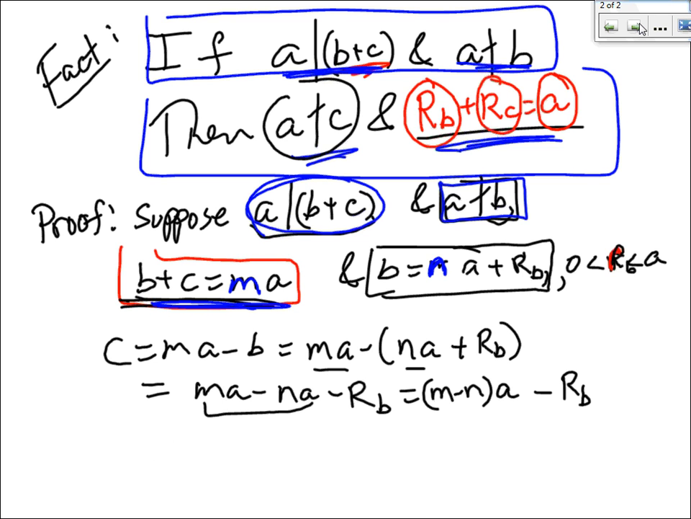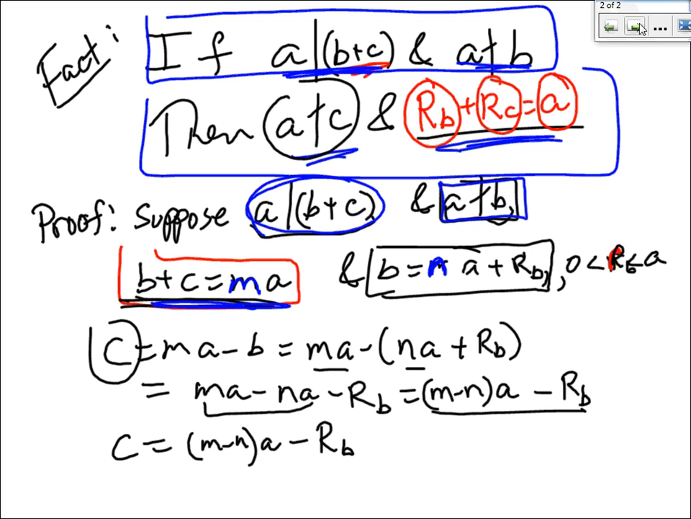Okay. Now, let's write this down. So C is equal to this. It's an integer multiple of A minus RB. Minus. That means the remainder is, quote, negative. We want the remainder when we divide by A to be between 0 and A. We know that RB is between 0 and A, but not negative RB. So let's just note something. 0 is less than RB, which is less than A.